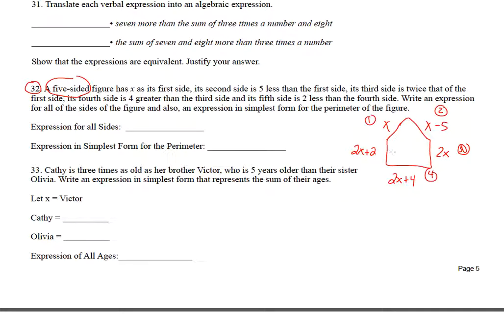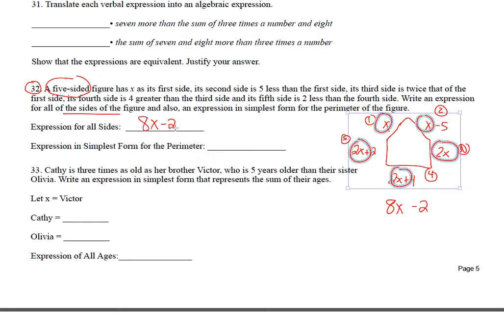Even though that's not the image they're describing because the measurements don't add up or look the same, we still have a visual now to write the expression for all of the sides. So we're just going to simply add up all of the sides. We have x, x, 2x, 2x, and 2x for a total of 8x. We also have 2, 1, and minus 5. 2, 1, 3, so that'd be just negative 2. So the expression for all sides would be 8x minus 2.